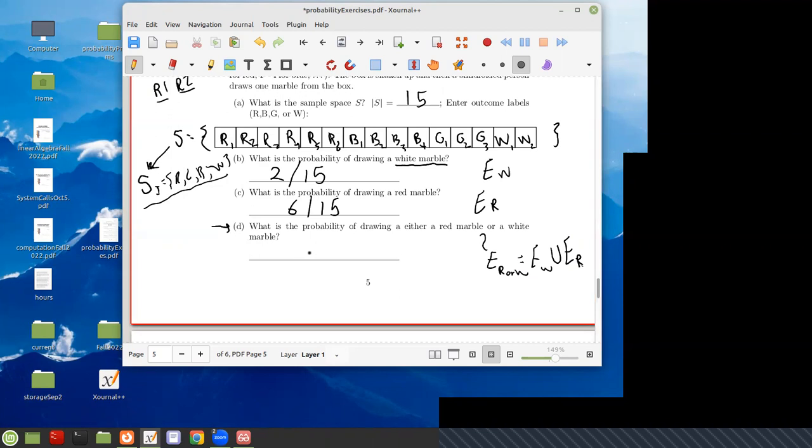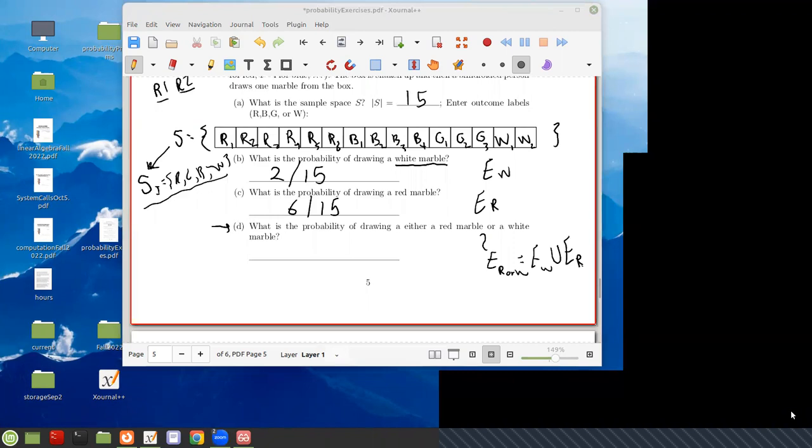So what's the probability of this event occurring? I'm going to give you a moment. Okay. So now, well, there are 2 white ones and 6 red ones. So in this event, it's going to be W1, W2, R1 to R6. So there's going to be 8. The probability is going to be 8/15.